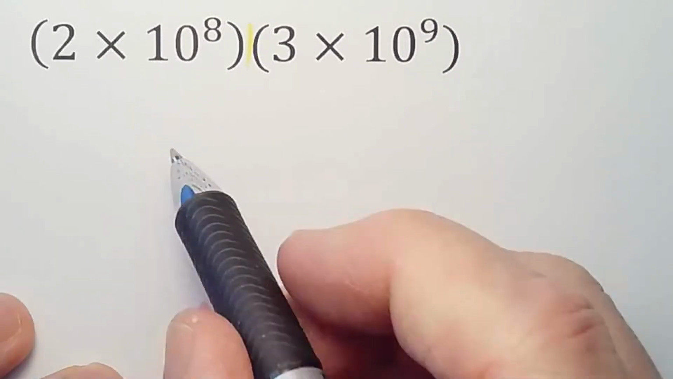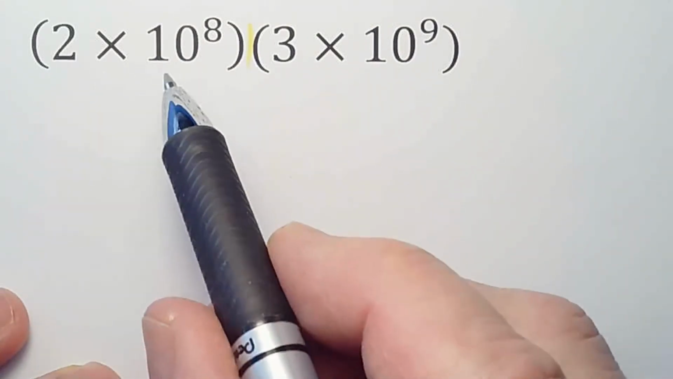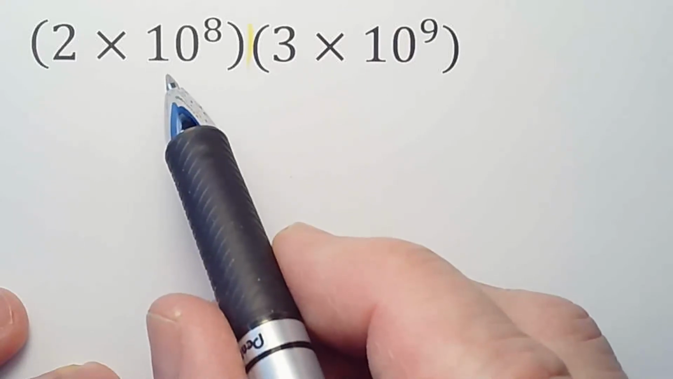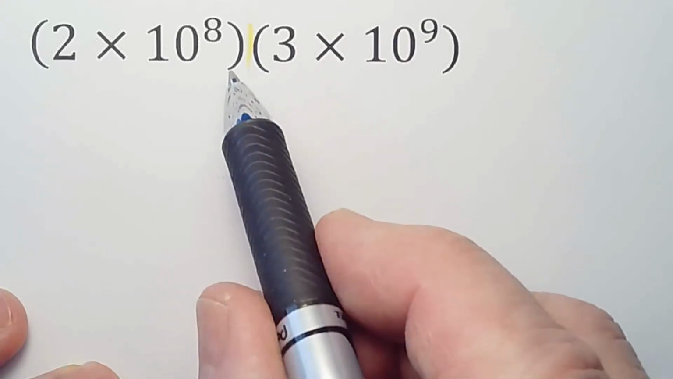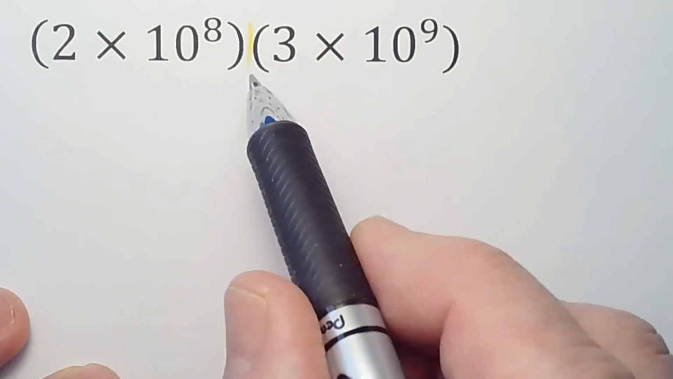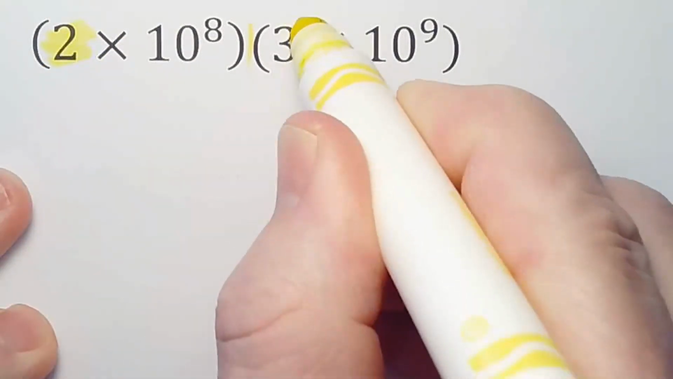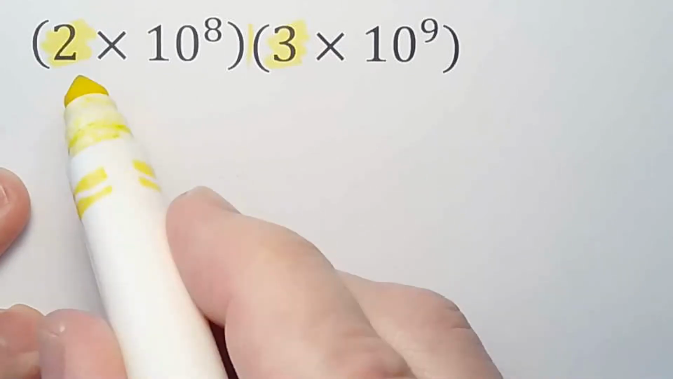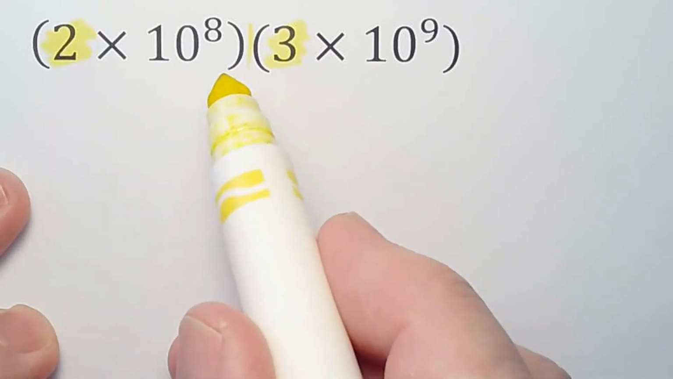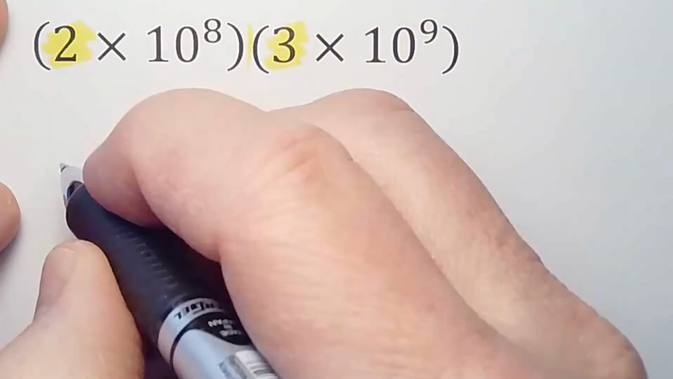Now what you've got to remember is that with multiplication we can change the order of the factors. We call that the commutative property, right? Commute means move, like you're commuting to work. So we're going to move things around, and in particular I want to group the coefficients, sometimes called the first factor, the 2 and the 3, and then the 10 to the 8th and the 10 to the 9th. When we do that, we're going to see that things simplify in a nice way.